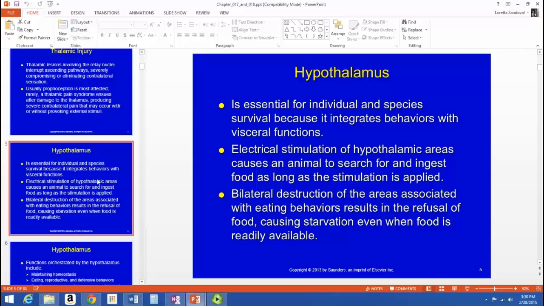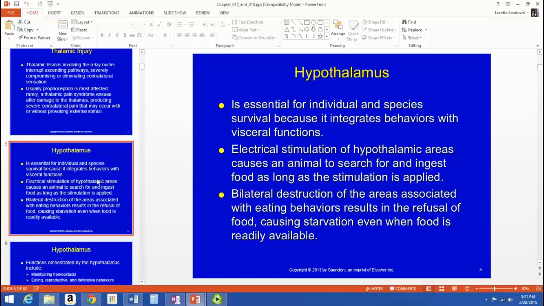So they've done studies, and a lot of the brain studies have been done with rats because rats have very similar brain structures to ours, and you can do things to them like put electrodes in their brain and stimulate certain areas and see what the result is. So they electrically stimulate hypothalamic areas, and it causes an animal to search for and ingest food as long as the stimulation is applied. As long as you're stimulating their hypothalamus, they are going to keep looking for food, and as soon as they find it, they're going to eat it.